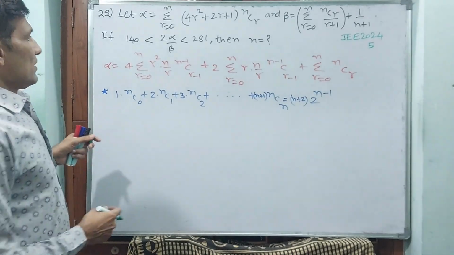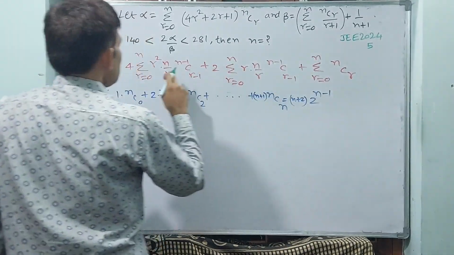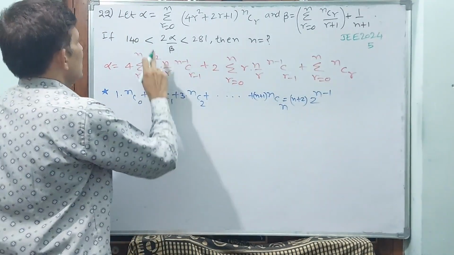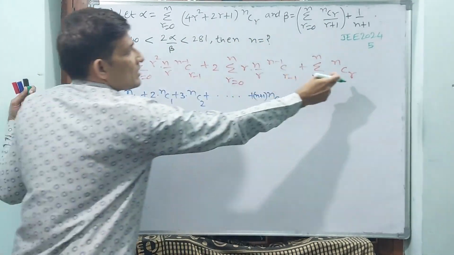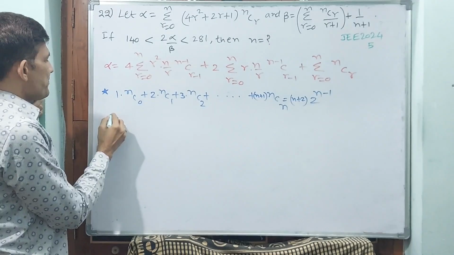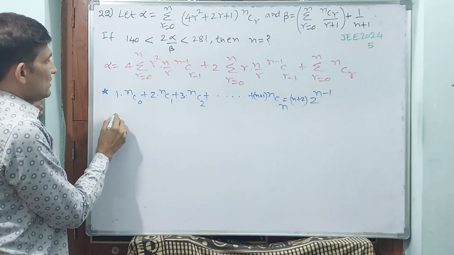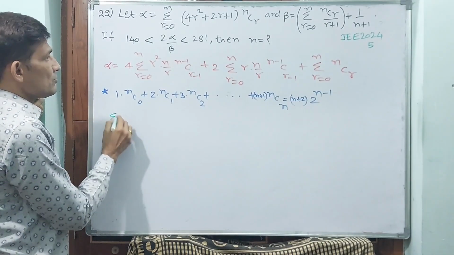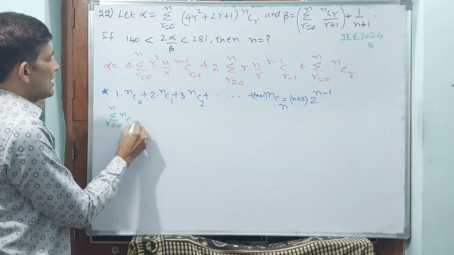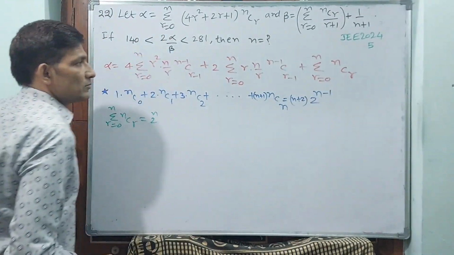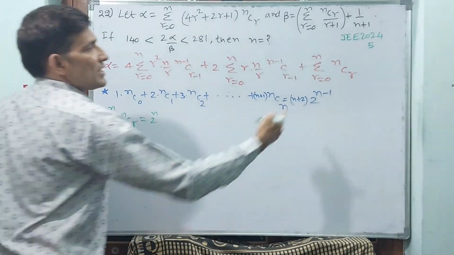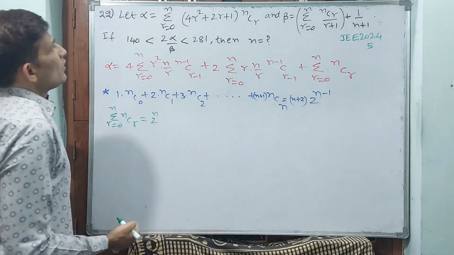See, I will take first this, then this, because this is going to take time. Even beta also is not going to take much time. This is going to take much time. First I will take this one. One by one I will write. Sigma r equals 0 to n NCR, what is this? 2 power n. NC0 to NCn it is going to come, 2 power n.